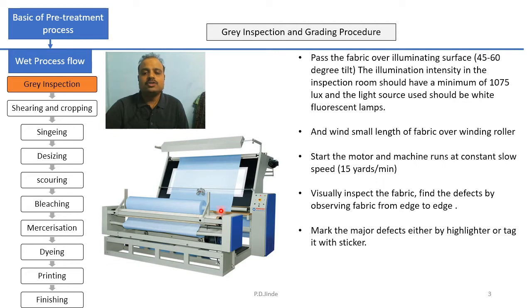Once a defect is observed, stop the machine and mark the defect with either a highlighter or a sticker tag. Generally in industry, tagging a defect is common. Based on the intensity of a defect, there are various color tags. When a defect is observed, the operator stops the machine, takes a tag based on the intensity of the defect, and sticks it on the fabric.